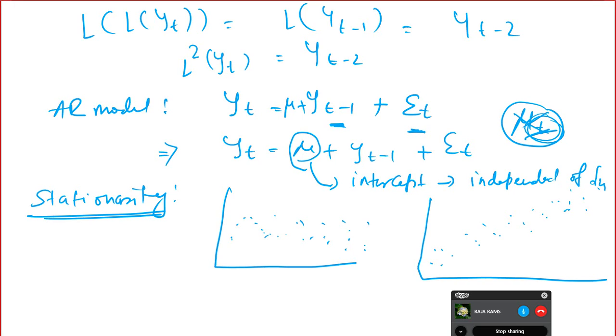Okay, so if something is flat, it need not be that it doesn't have any pattern. It has some pattern, but it is not upward trending, right? Whereas in the case of this second graph, this is upward trending, right? It's a trend.